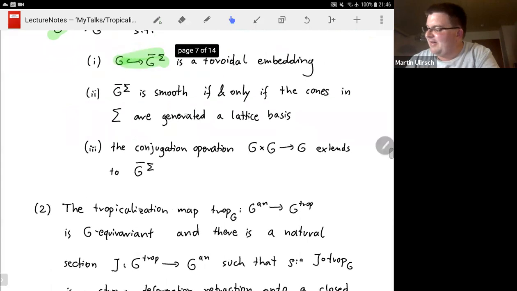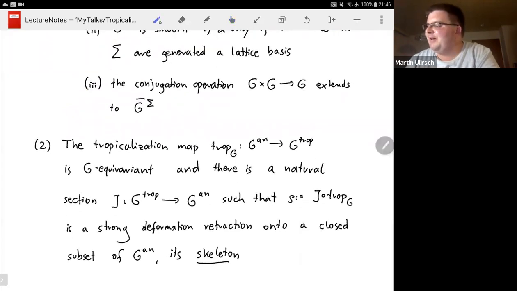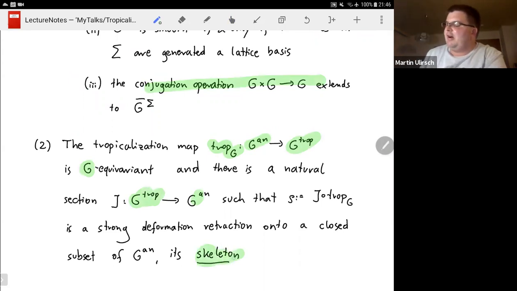And even better, the tropicalization map from either the big K-valued points or the Berkovich space is G-equivariant under this operation. And it's continuous. I should have said that it also has a section that identifies it with a skeleton of the Berkovich space, meaning it has a strong deformation retraction of the Berkovich space associated to the group onto a closed subset that is exactly the tropicalization of the group, or the Goldman-Iwahori space in the case that you are working with GL_n.